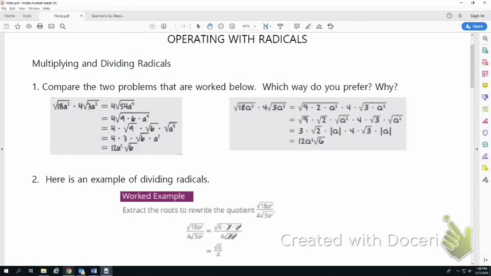So, first looking at multiplication, what you're going to do is take the numbers that are in front of the radicals and multiply them together, and then take the terms inside the radicals and multiply them together. Easy enough. 3 times 18 is 54. A squared times a squared is a to the fourth. Now once you're here, you're then going to simplify the radical down if you can.